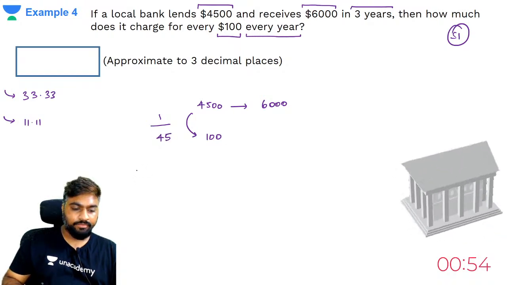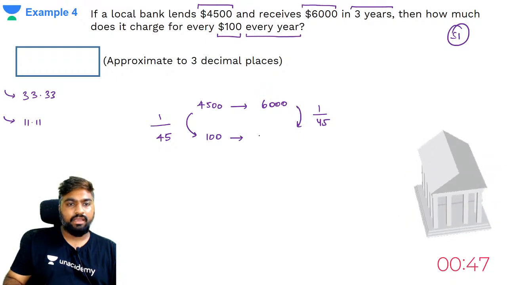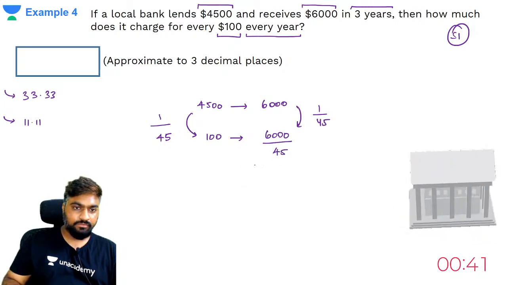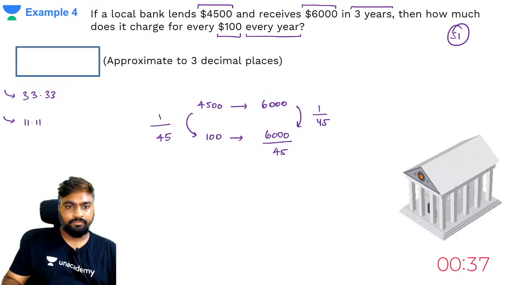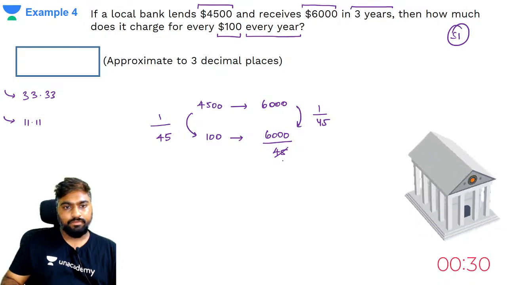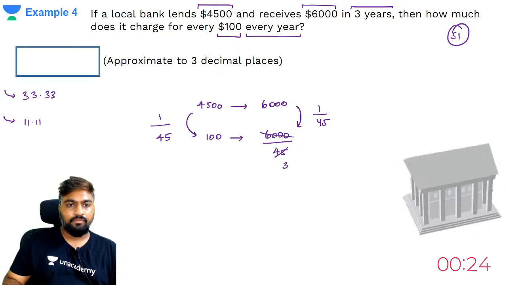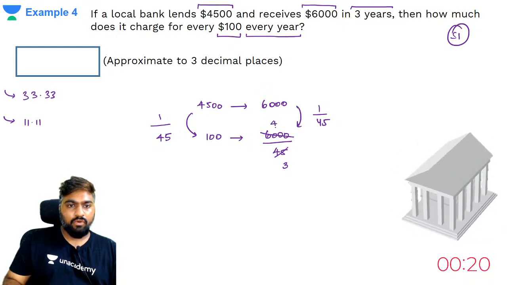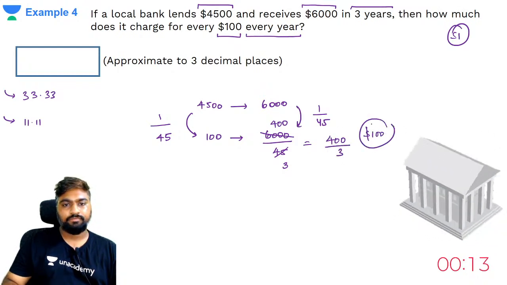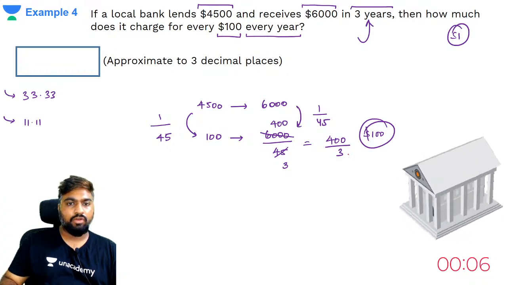45. So here 6,000, if I divide it by 45, I'll get it for every $100, right? So for every $100 it is how much? 6,000 by 45. Yes, this is 9 won't go into it. Let's say this is 15 3 times. This is 15 4 times, 400 by 3. So 400 by 3 is for every $100. But this is for what? Every 3 years, right?